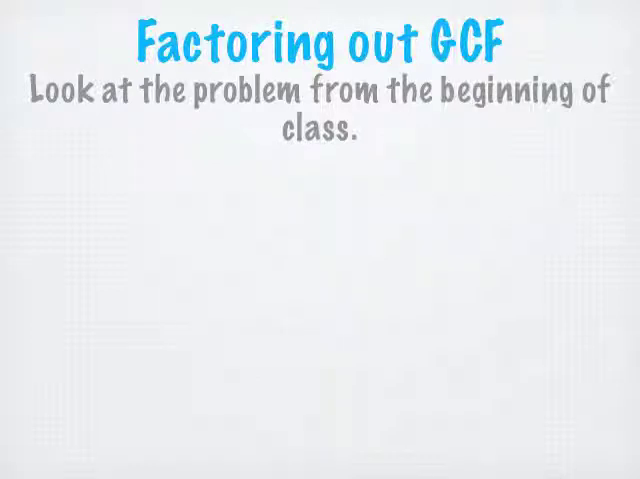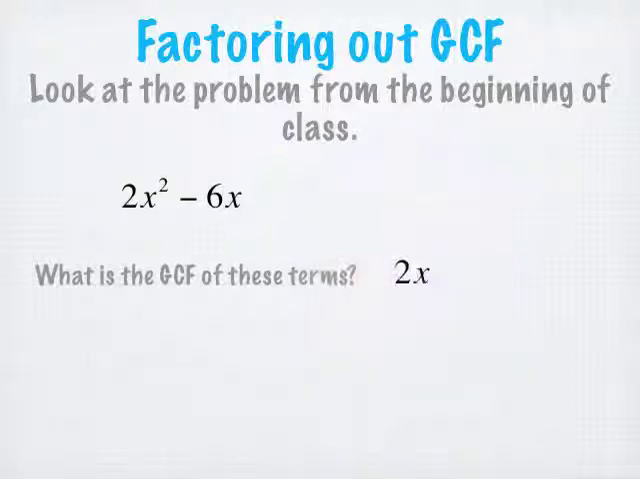All right, so now that we know how to find the GCF, we're actually going to be doing something with that. So let's look at the problem we had at the beginning of class. I asked you to look for two polynomials that we could multiply together that would give us 2x squared minus 6x. Now before we go back and look at what our answer was, what is the greatest common factor of 2x squared and 6x? Okay, looking at numbers first, they both have a 2. Then looking at variables, they each have an x. So the greatest common factor is 2x.